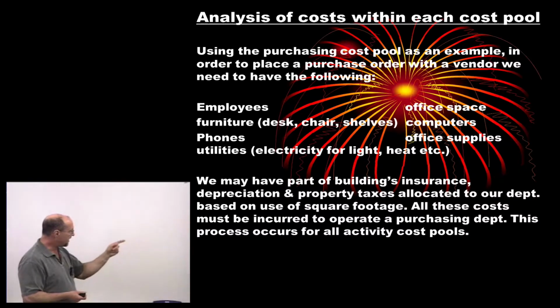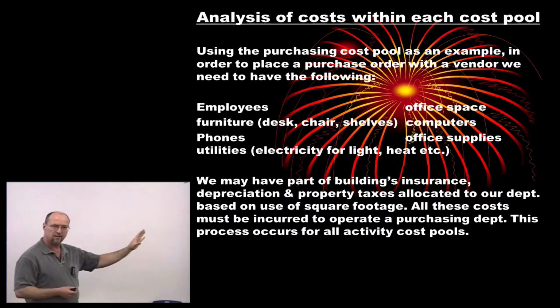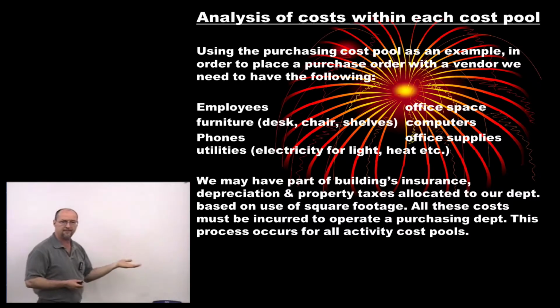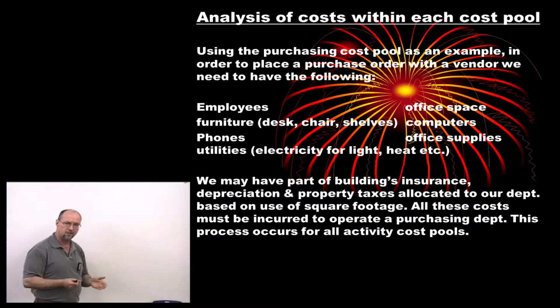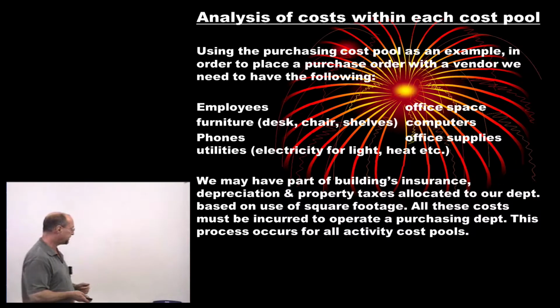Okay? So we may have part of a building's insurance, depreciation, property tax that is allocated to the purchasing department, because the purchasing department may have 50 full-time employees, and they may take up 8,000 square feet of space or more. So they may get part of property tax, part of depreciation insurance allocated to that department. And it maybe is based on the use of square footage. Okay? All these costs must be incurred to operate a purchasing department.